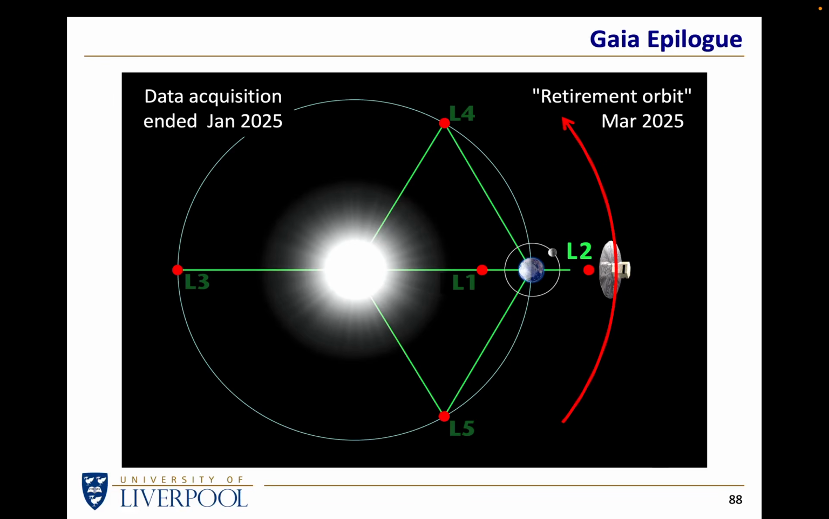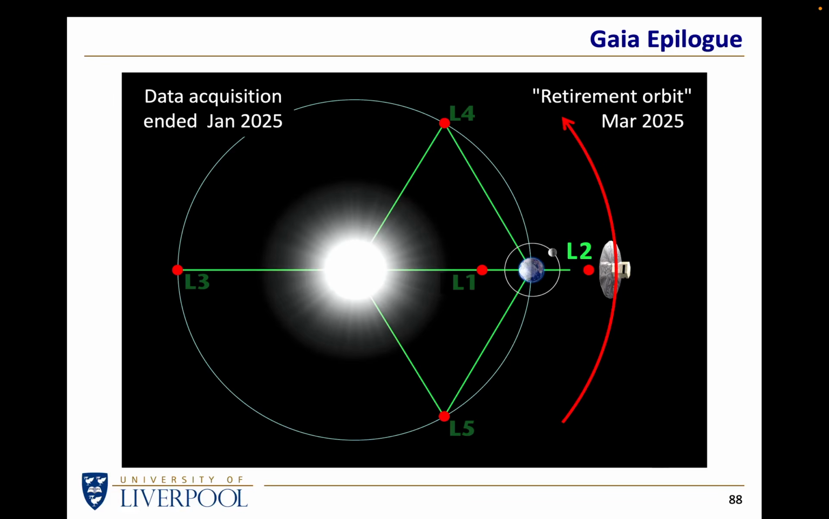So a retirement orbit means if you're in orbit around L2, such as Gaia and the James Webb Space Telescope and other telescopes, all you have to do is nudge it a little bit beyond L2, and once it's nudged beyond L2, it basically just goes around the sun, but not in sync with the Earth.